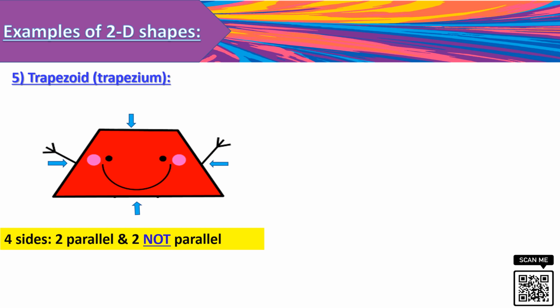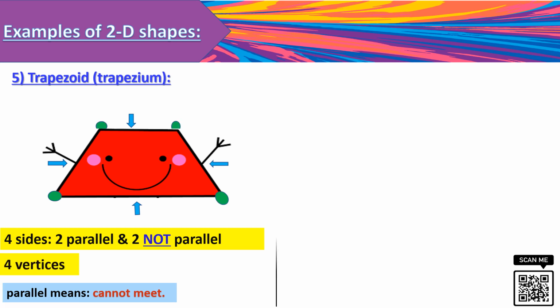What is the meaning of parallel? Parallel means they cannot meet. We have here 2 sides that cannot meet, however long they move on. If they move along, they never meet. And we have 2 sides that, if they move along, can meet each other. So it has 2 parallel and 2 not parallel. How many vertices? 4 vertices.